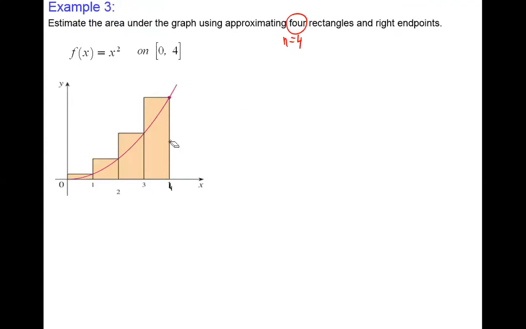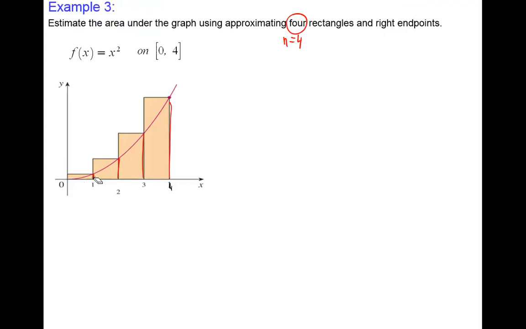approximating rectangles and the right endpoints. That's what you can see. I did use the right endpoints to get the height. And it's simply 1, because the distance from 0 to 4 is 4. Dividing by 4, it's of course 1. That's why I'm going by 1. 1, 2, 3, 4. 1 is the base of the rectangle.